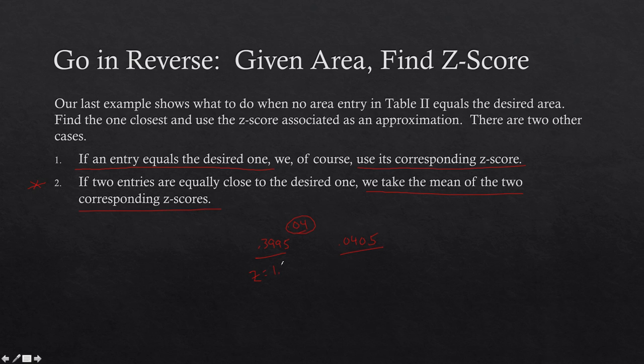Okay, don't write in thinking I'm doing it wrong. I'm just making it all up for you right here. Suppose this was the z-score. Suppose this was the z-score for this. So if they're equally distant from what we're looking for, we take the mean of these two z-scores. So I would add these two together and divide by 2, and 1.35 would be my z-score for 0.04. Now that's when they're equally close to the desired area that we're wanting. And you'll get an example like that here in just a moment.